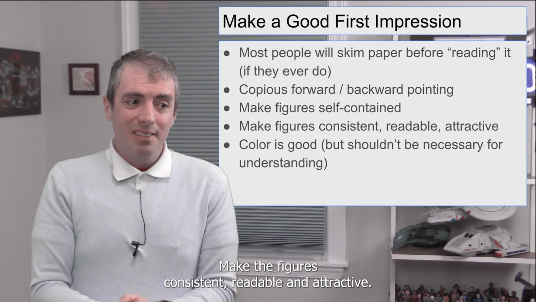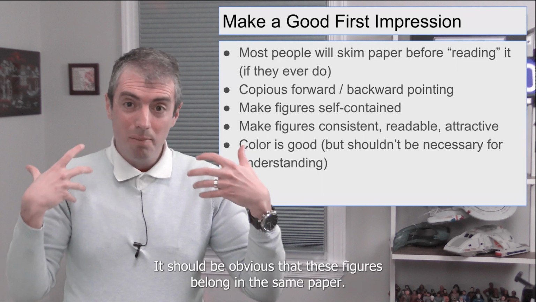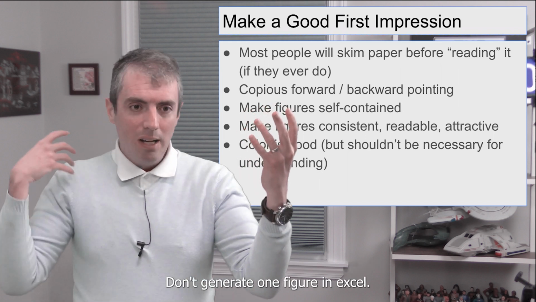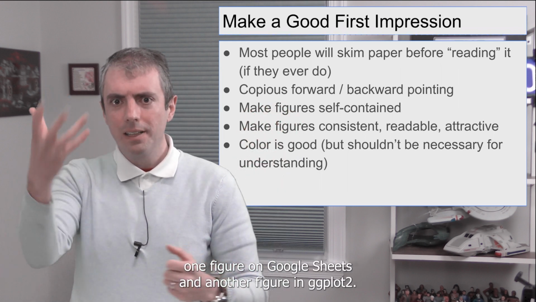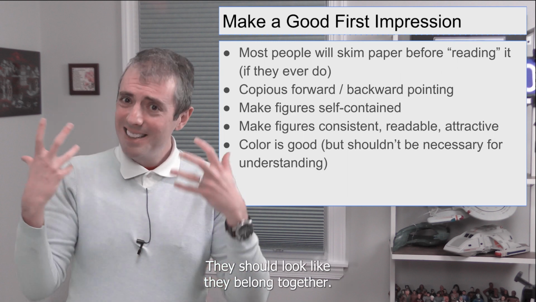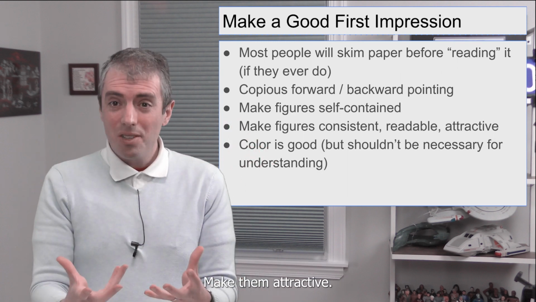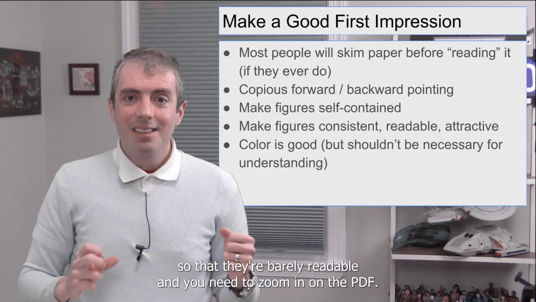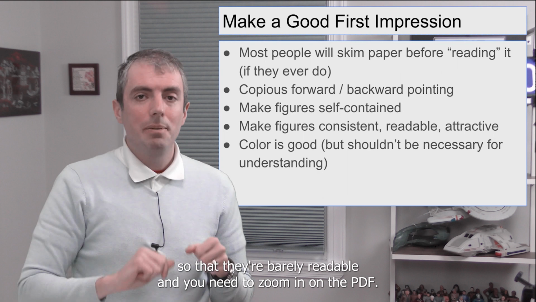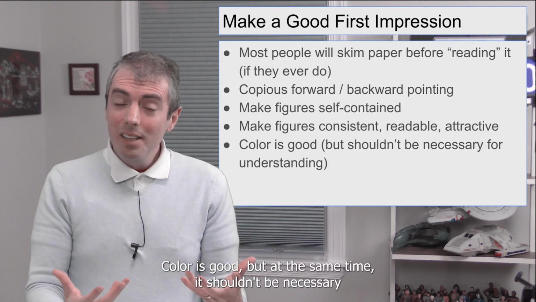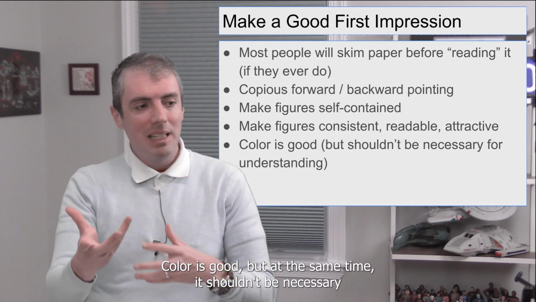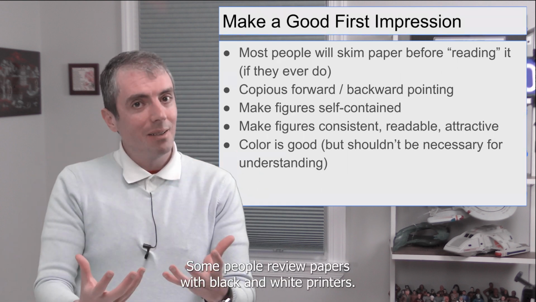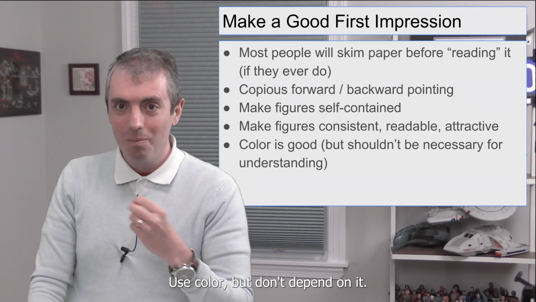Make the figures consistent, readable, and attractive. It should be obvious that these figures belong in the same paper. Don't generate one figure in Excel, one figure in Google Sheets, and another figure in ggplot2. They should look like they belong together. Make them attractive. People often create figures and then scrunch them down at the last minute so that they're barely readable and you need to zoom in on the PDF. Don't do that. Color is good, but it shouldn't be necessary for understanding the figure. Some people are colorblind. Some people review papers with black and white printers. Use color, but don't depend on it.